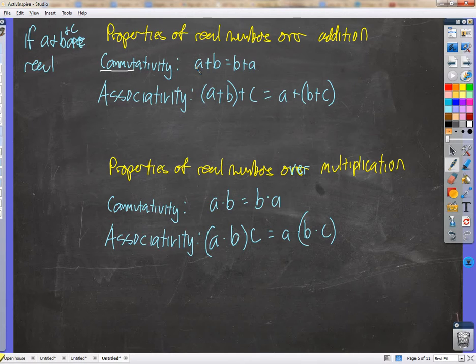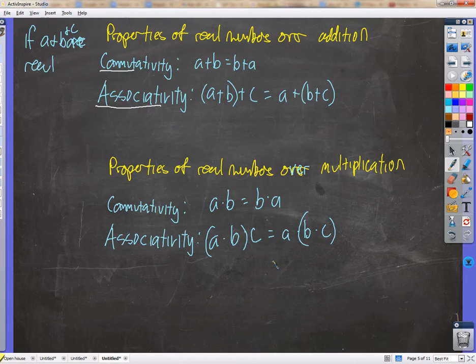What's the root word of associativity? Associate. What does it mean to associate? If people associate, what does that mean they're doing? Working together, how about that? Okay? If we look here, A and B are working together. And after they get together, C gets in on it, and there's a result. You come over here, B and C are working together, and then A comes into the picture. But either way, it's the same thing.